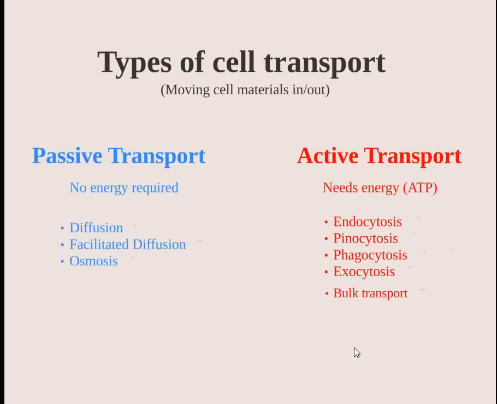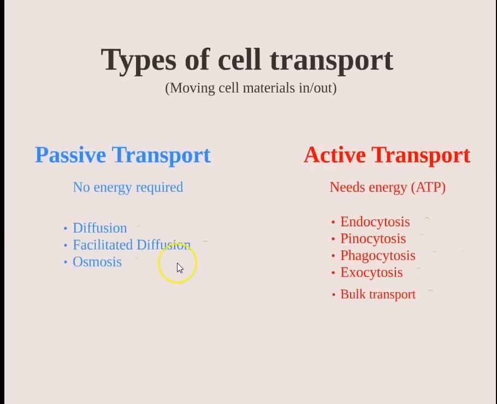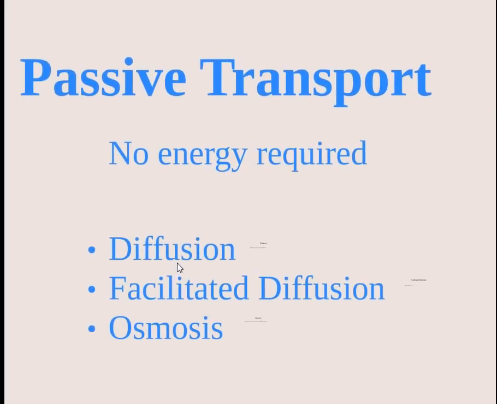There are types of cell transport. This is where I want you to start writing. We have two big categories, passive transport and active transport. And as you can see, in passive transport, no energy is required. Active transport, you need energy in the form of ATP, adenosine triphosphate. We'll talk about that way more later. But we have three types of passive transport and 5 different types of active transport. Well, let's go through them. So first, we're going to focus on passive transport. Everything here in blue does not require energy, no ATP. This just happens on its own.